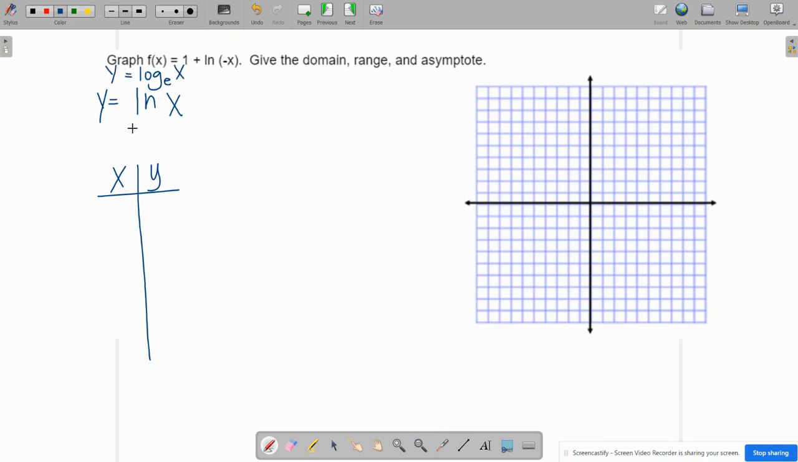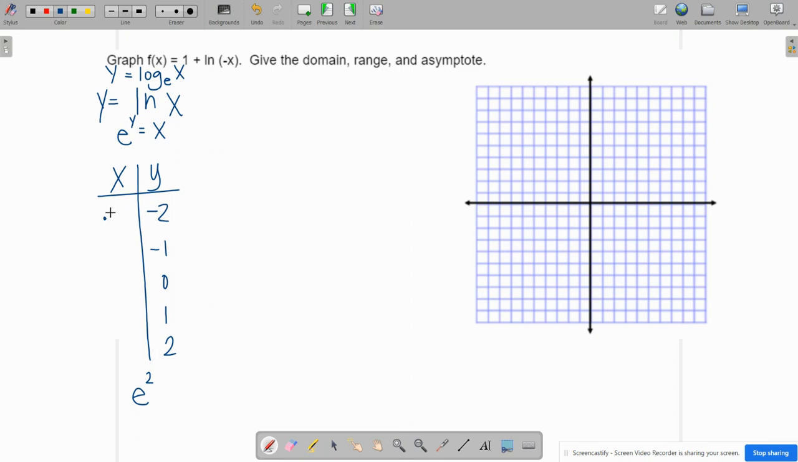So if we were to rewrite this in exponential form, we would say e to the y power equals x. So even if we were to plug in things like -2, -1, 0, 1, and 2, I'm not able to evaluate e to the second power, for instance, in my head. This is something that we're going to have to use a calculator for. So if you do use a calculator, I usually just round to a few decimal places.